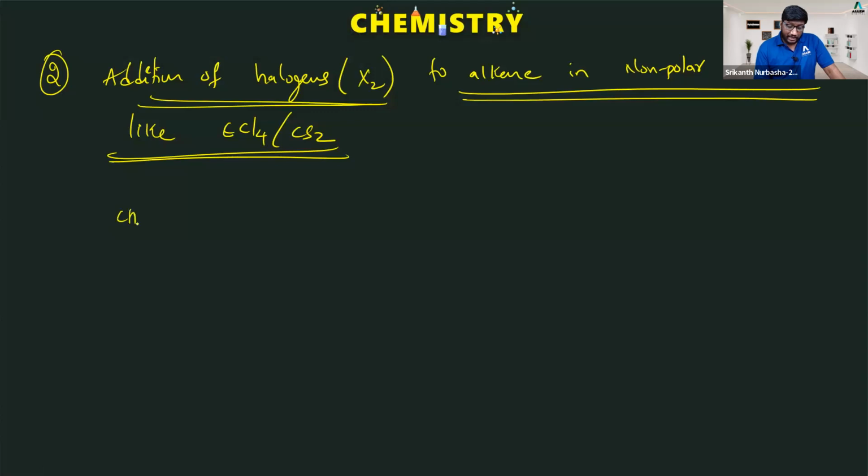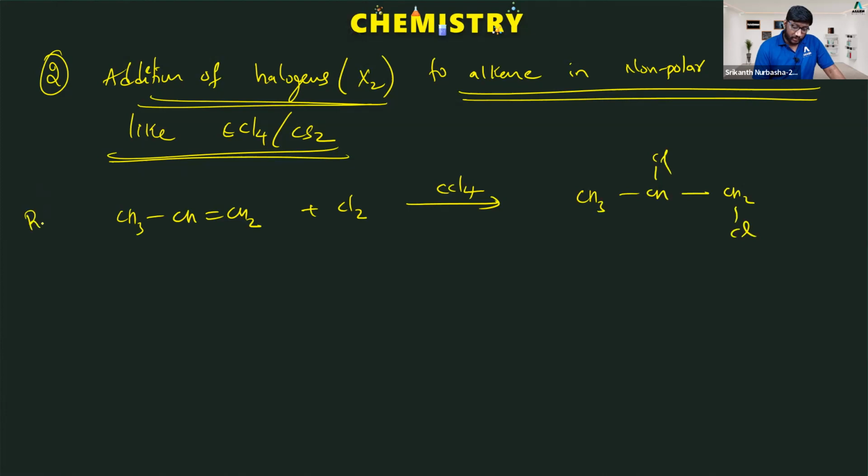Let us take an alkene like CH3CH=CH2, and treat this alkene with a halogen like Cl2 in the presence of a non-polar solvent like CCl4. So what is going to happen is you will get CH3CHClCH2Cl. Okay, this is a reaction, but you need to understand the mechanism.